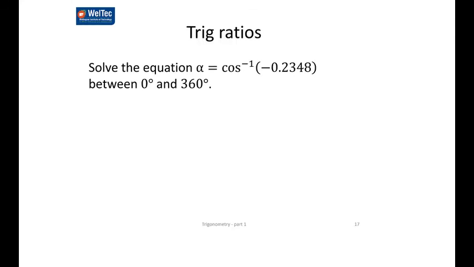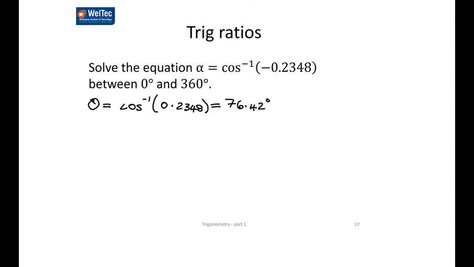Again, let's just do this one without the negative, and let's find theta or alpha, it doesn't matter what you call it, let's just call it alpha to be a little bit different. So alpha is going to be cos inverse of positive 0.2348. And if we're in degrees, we can look that up as being 76.42 degrees.